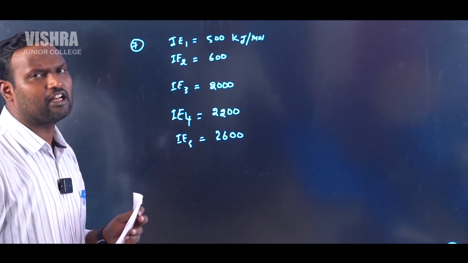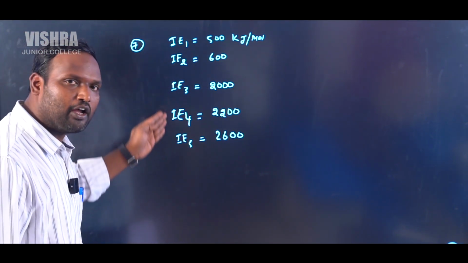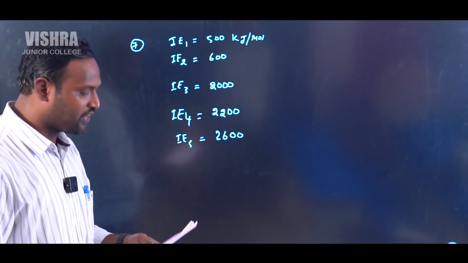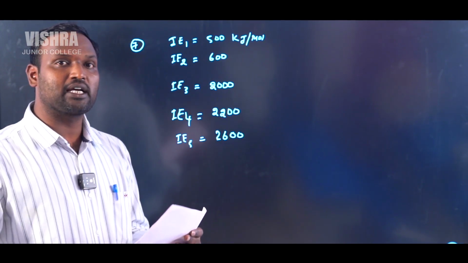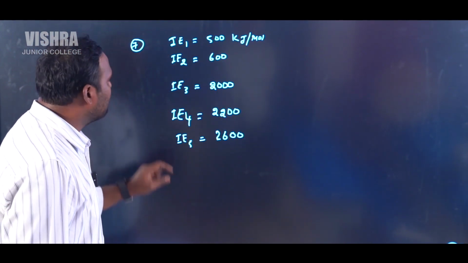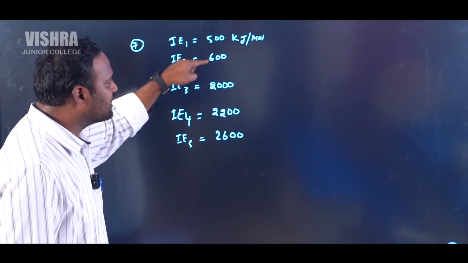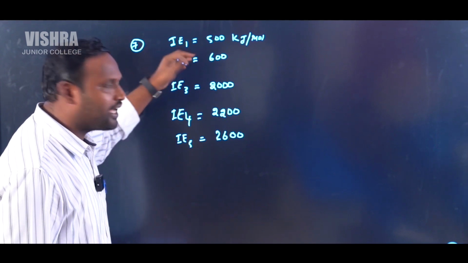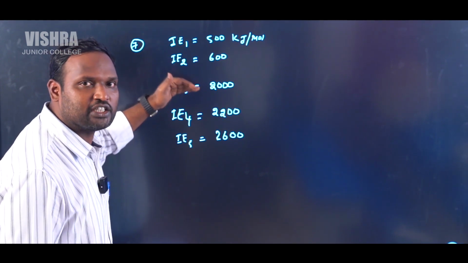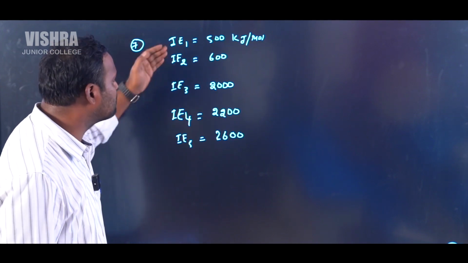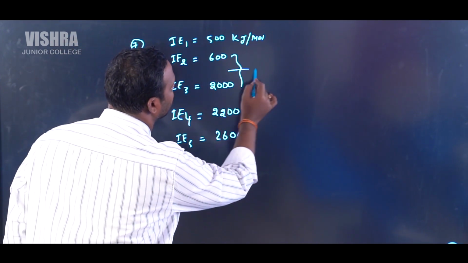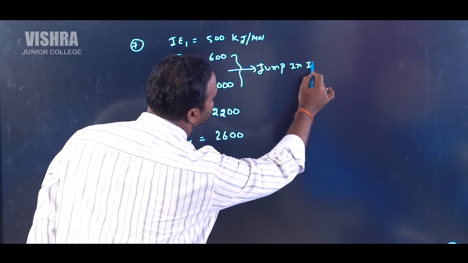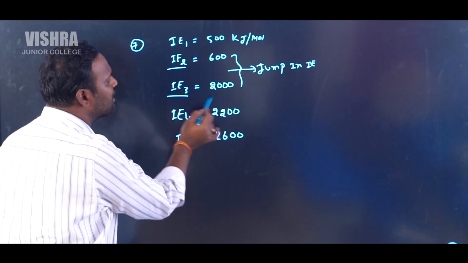Find out the group number of that element. Based on these five ionization energy values, we have to find the group number of that element. If you observe these five values, IE1 is 500, IE2 is 600, IE3 is 2000. There is a big change between IE2 and IE3. This is called a jump in ionization energy. The jump in ionization energy was observed between IE2 and IE3.